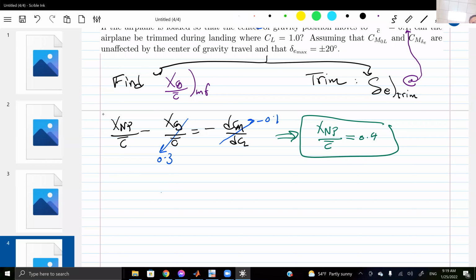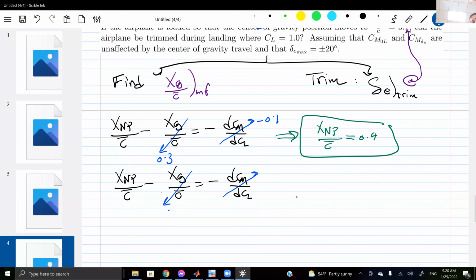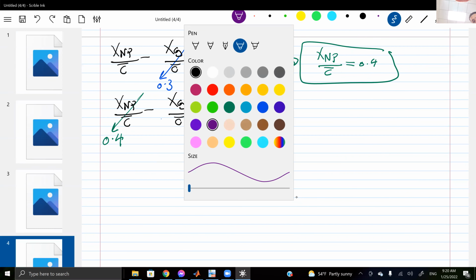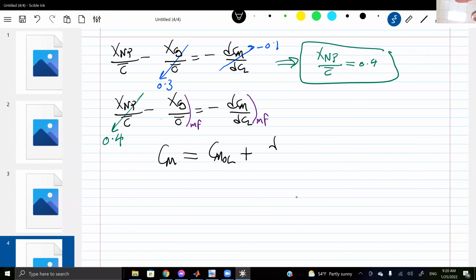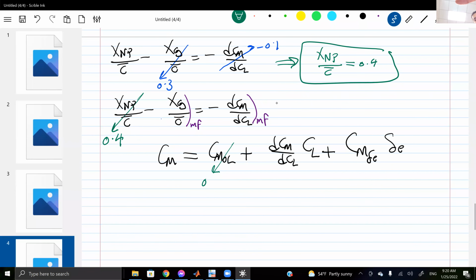Now I'm going to use the exact same equation again. Now my neutral point is known, 0.4. I just got it. And if this is the most forward CG, then this is the most forward slope, the largest slope. How can I get the largest slope? Well, we get it from the trim requirement. So Cm is Cm zero left plus dCm by dCl times Cl plus Cm delta times delta. And in the problem statement, it said that these guys don't change: Cm zero left is 0.05, and Cm delta is negative 0.01 per degree.